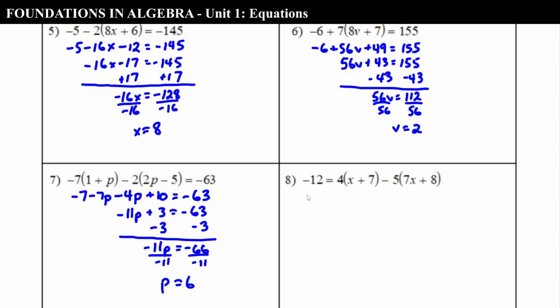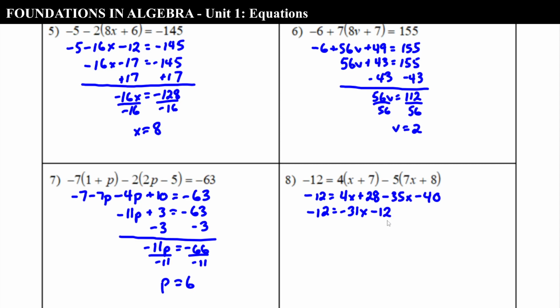All right, number 8, same thing. We're going to distribute 2 separate things. So 4 times x gives us 4x. 4 times 7 gives us 28. And then we move on to here. Negative 5 times 7 gives us negative 35x. Negative 5 times 8 gives us negative 40. We're going to combine our like terms. We'll do this all together. Negative 35x plus 4x is going to give us negative 31x. And then 28 minus 40 gives us negative 12.